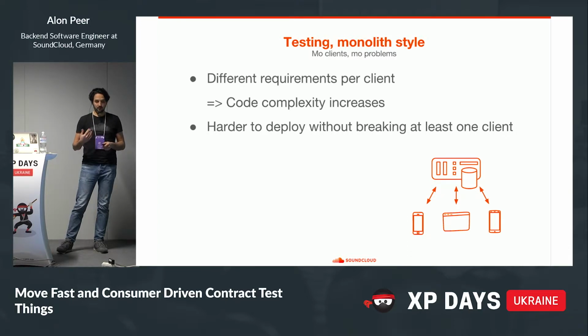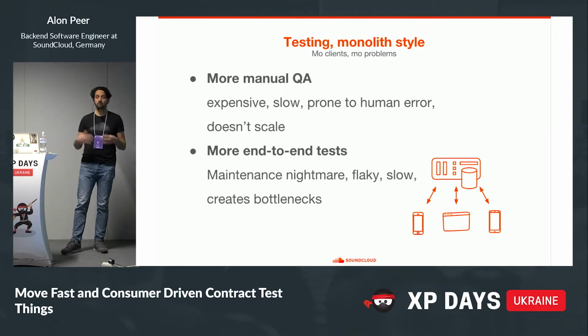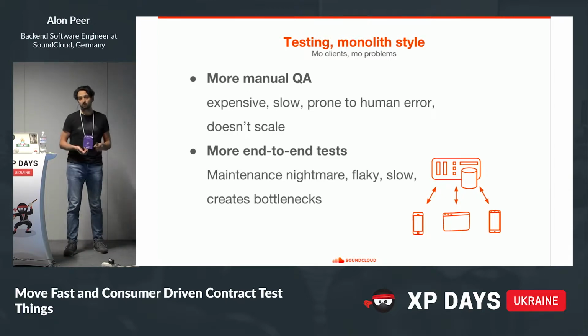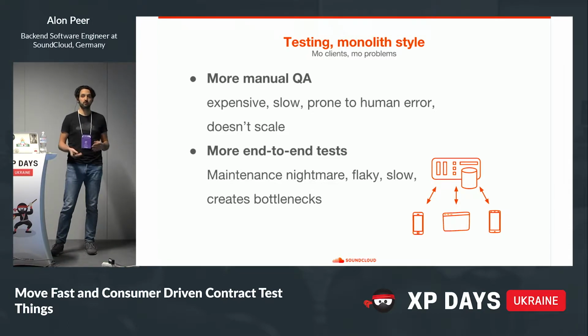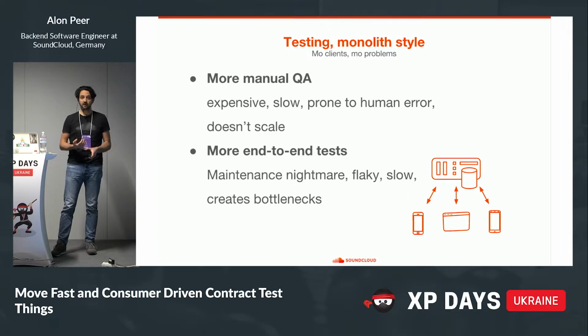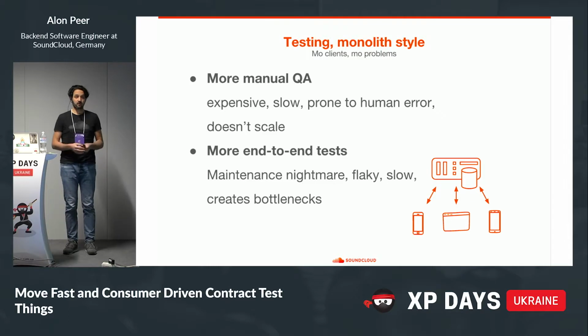And in order to cope with that, what we did is we added more manual QA. Our QA team grew, but that proved to be expensive, of course. It was slow, it was prone to human error, and it just doesn't scale. There's just so much that people can do in order to cover all of the edge cases and still have your code deployable with a small lead time. And we also added more end-to-end tests for each case that we had, each client that we had. But those too are flaky, slow, they rely on network connections, and they just create bottlenecks for deployments.